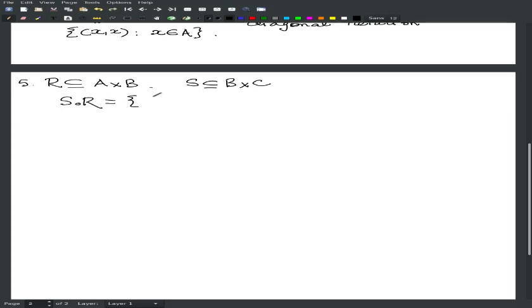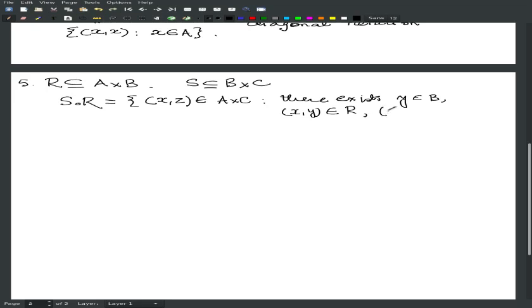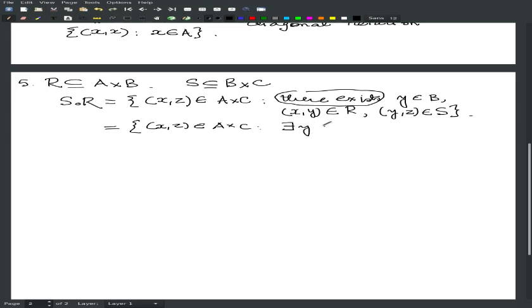So this is the collection of all the pairs x, z belonging to A cross C, such that there exists a y in B such that xy is in R and yz is in S. This word there exists, we usually shorten it to something like this, a reflected E. So we usually write there exists a y in B. So this symbol means there exists, such that x R y, y S z. Okay?